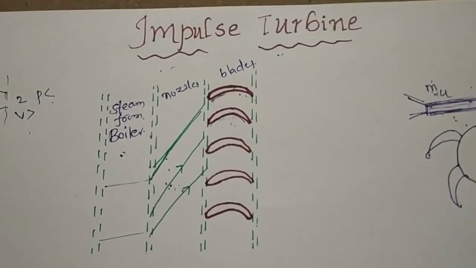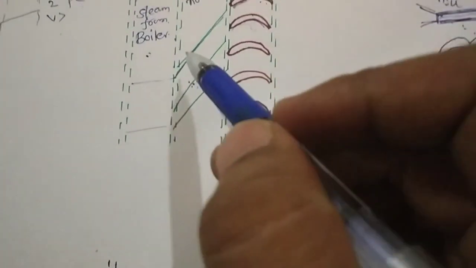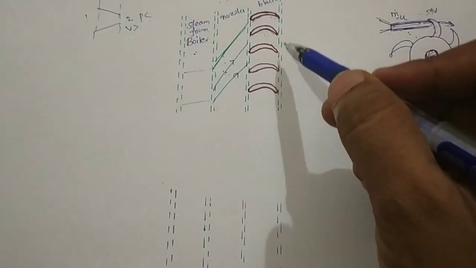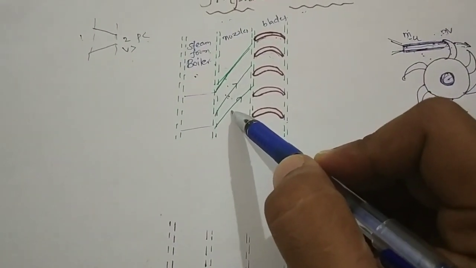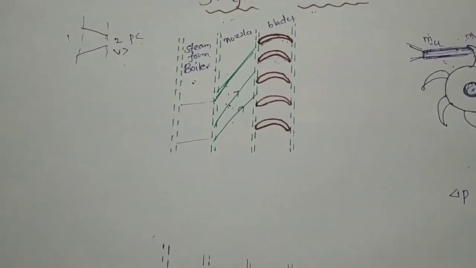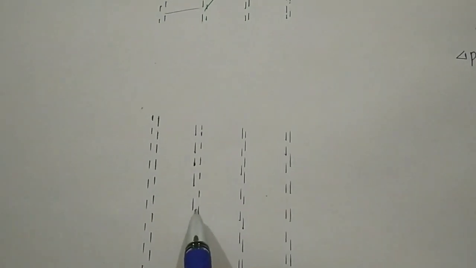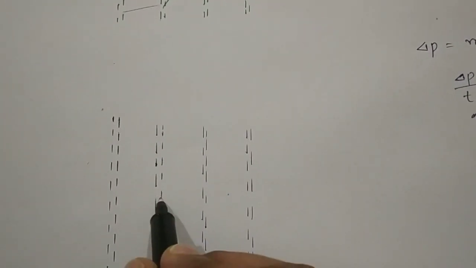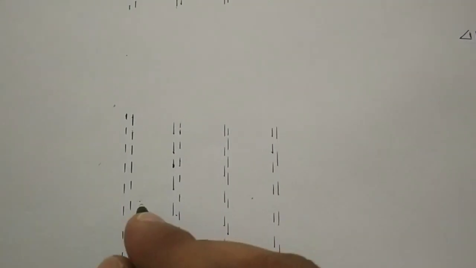Now let us understand this with the help of a pressure and velocity diagram. I am extending the lines like this. This is the nozzles and this is the blades. Now in the nozzle, what will happen? In the nozzle the pressure will decrease and the velocity will increase. This is a pressure line.